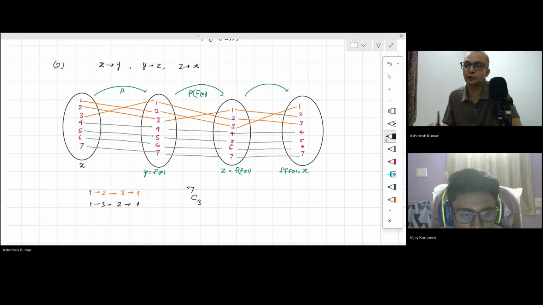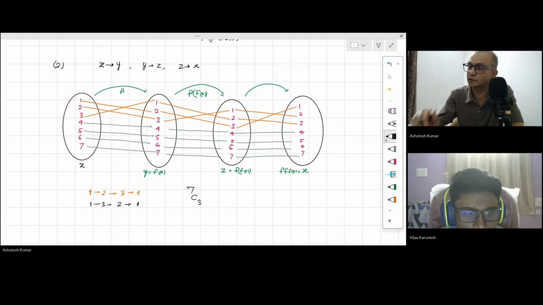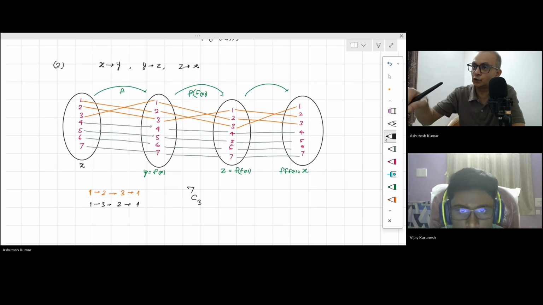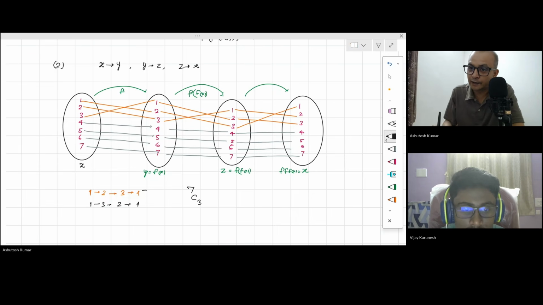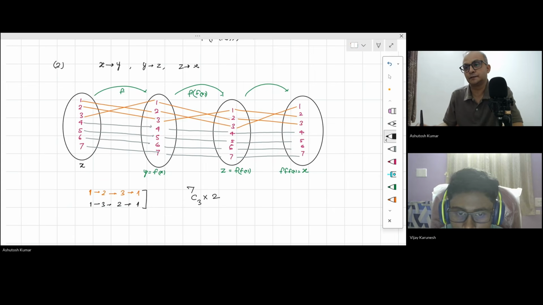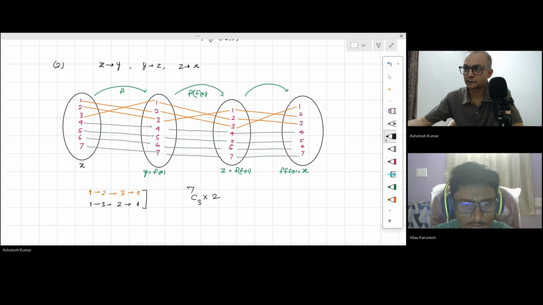Now you may wonder why you have not chosen 2 first. This is already 7C3. In 7C3, maybe the 2 will come first also sometimes. But when you create the cycle starting with 2 and other 2 elements, these will give you different structures. So for 7C3, I have 2 ways to do it. Correct or not?